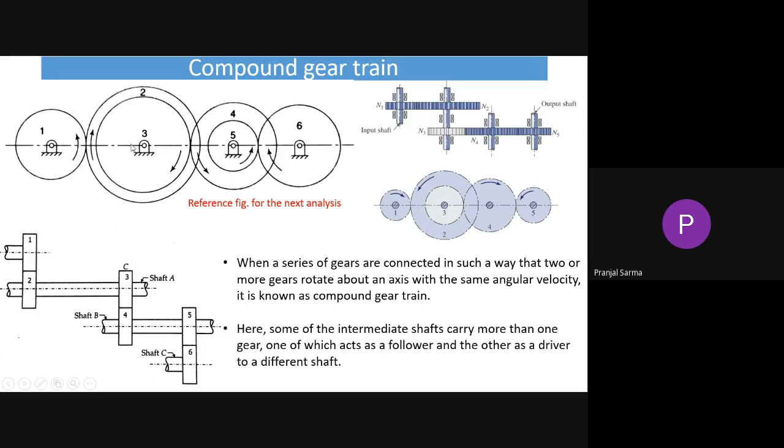Okay, but it will also get the same angular velocity as that of number 2 gear, because it is mounted on the same shaft. The angular velocity will be the same as that of the second, as well as the sense of rotation, that means the direction of rotation will also be the same, because it is mounted on the same shaft.